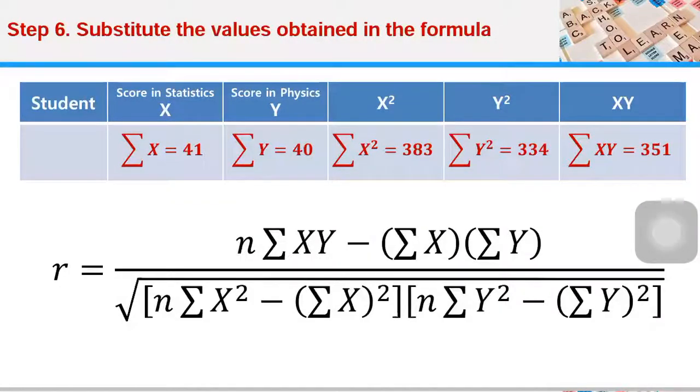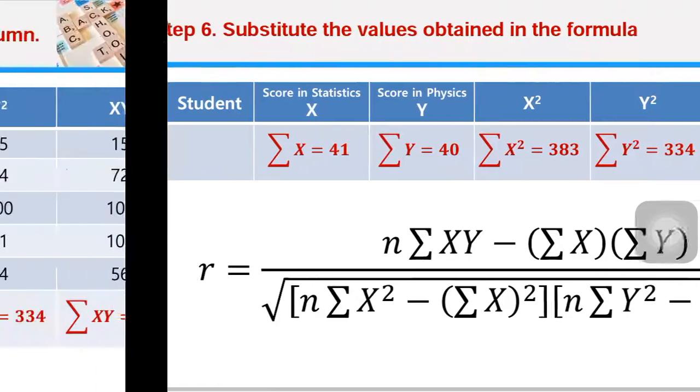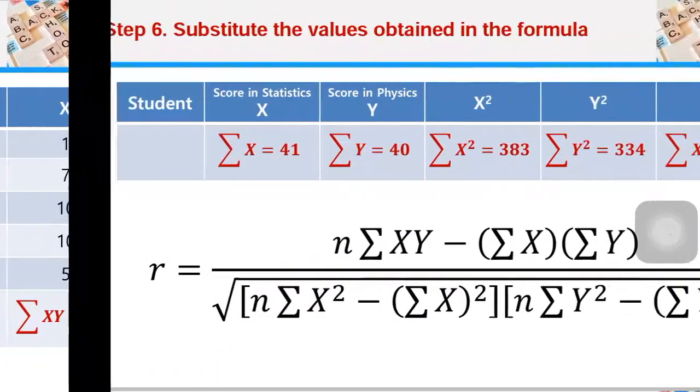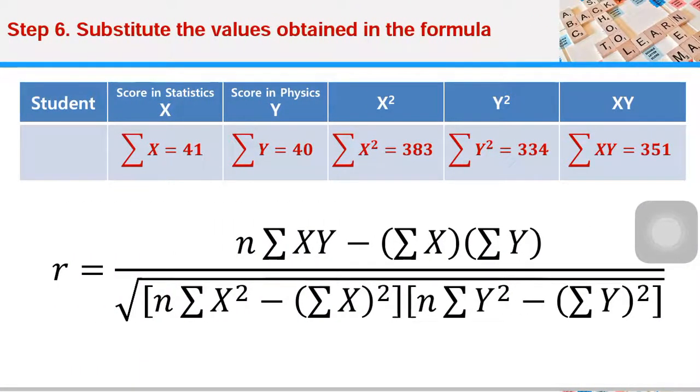And let's continue our step number 6. You remember that in step number 5, you already have the summation for each column. In step number 6, we'll just copy the summation part. And the one at the bottom, the R, is the formula. That is our N. Our N again is the number of students.